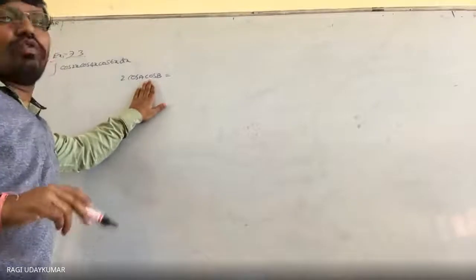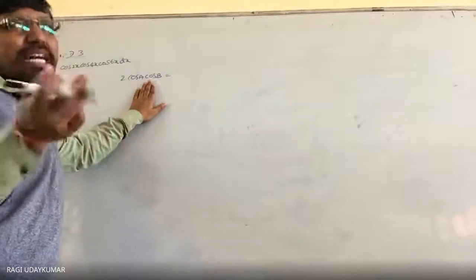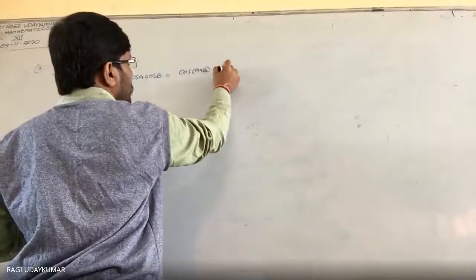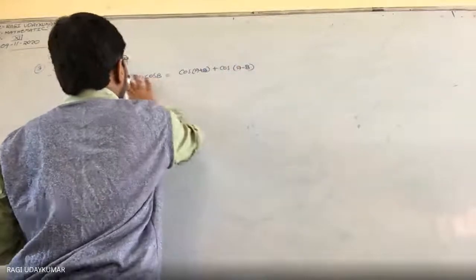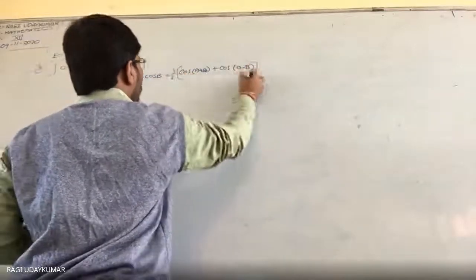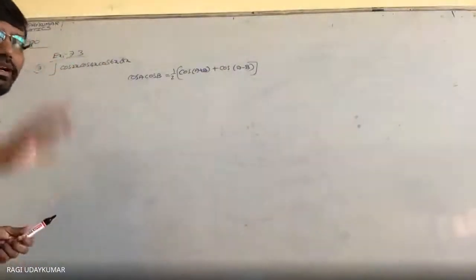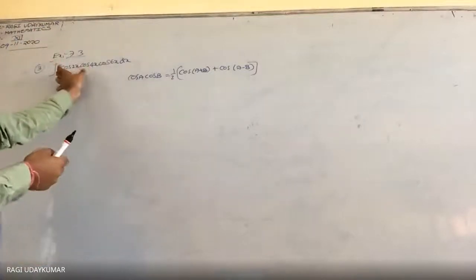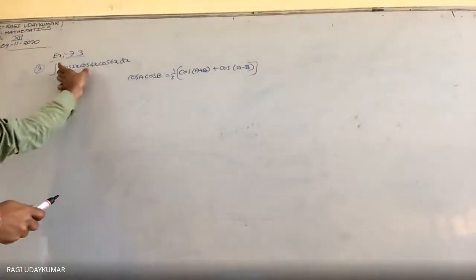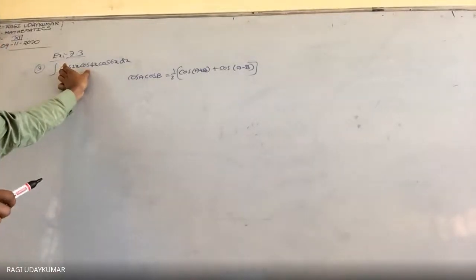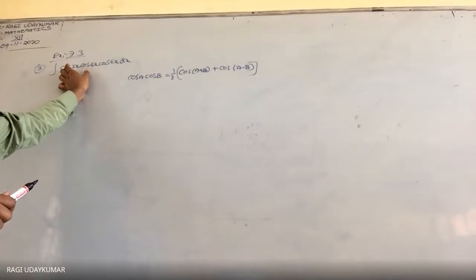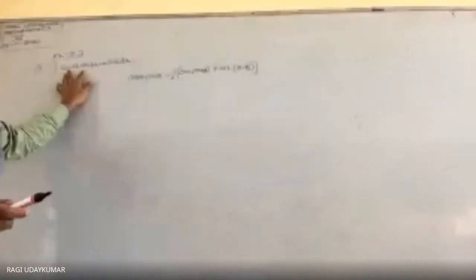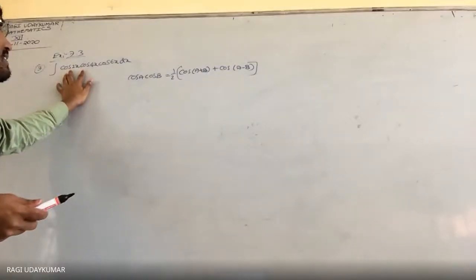Cos A cos B: 2 cos A cos B, both are cos, equals cos(A plus B) plus cos(A minus B). And this 2, if you take it here, becomes 1 by 2. So now it is in this form. Remember, you can take either the first two functions or the second two functions. If you take the first two here, you are going to get cos 6x by adding both.